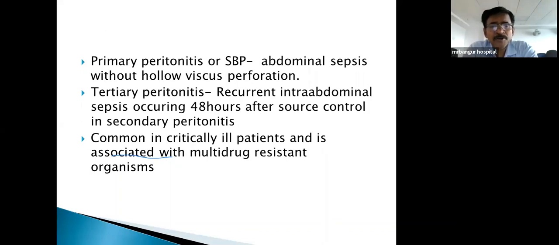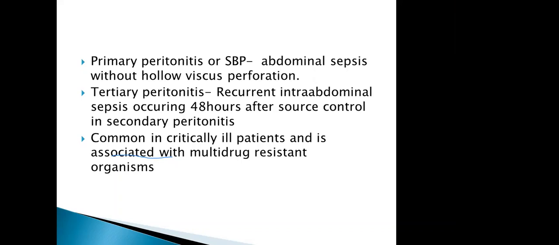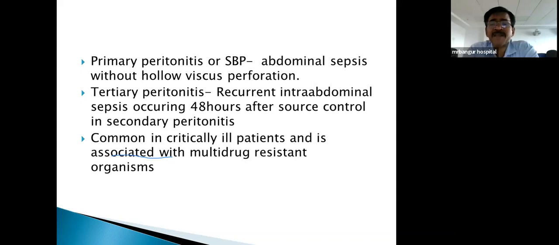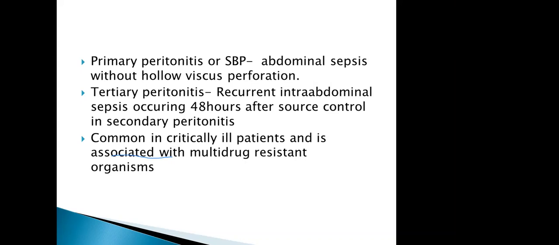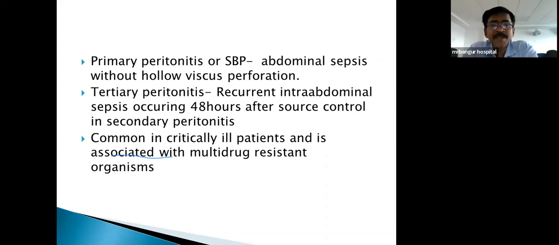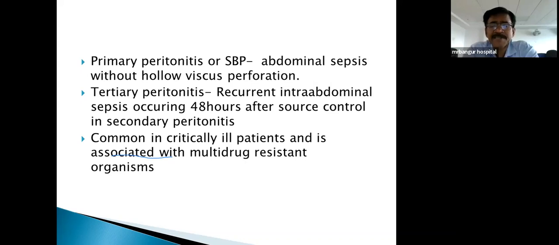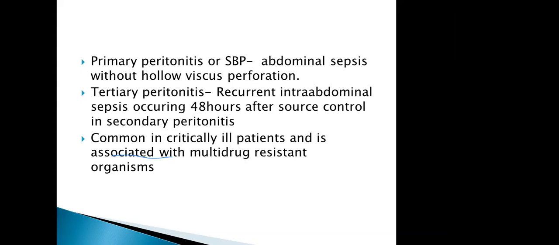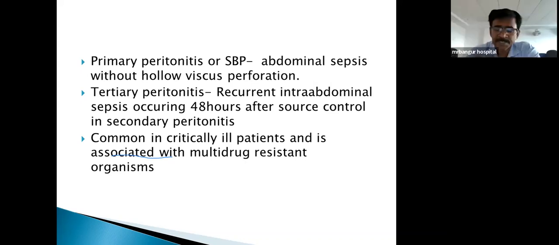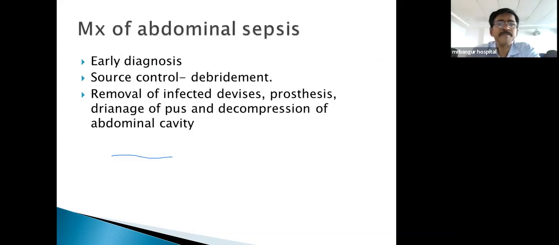It can be either a primary peritonitis or spontaneous bacterial peritonitis. It can be a peritonitis due to hollow viscus perforation, or it can be a tertiary peritonitis when there is recurrent intra-abdominal infection following sepsis after source control. That means you have a perforation, that perforation has reopened and led to a tertiary peritonitis. And this tertiary peritonitis, that means leakage of anastomotic site or perforation being leaked, happens more in critically ill patients and in multi-drug resistant organisms.